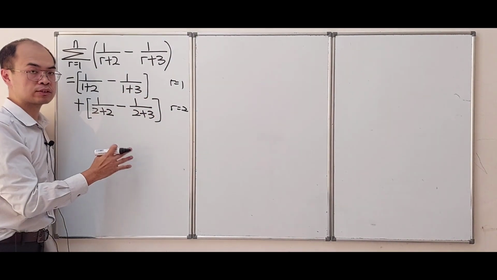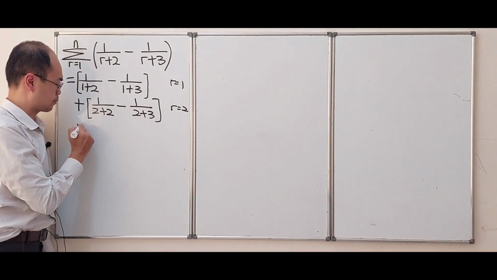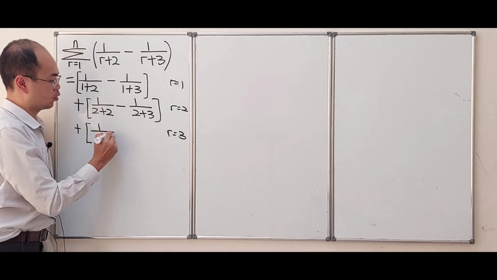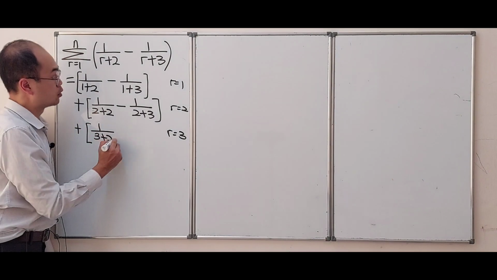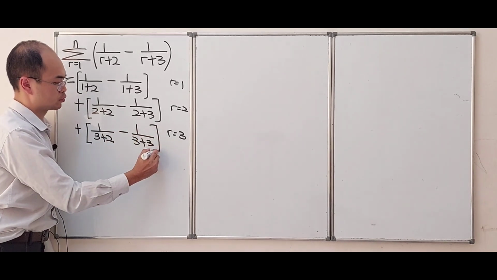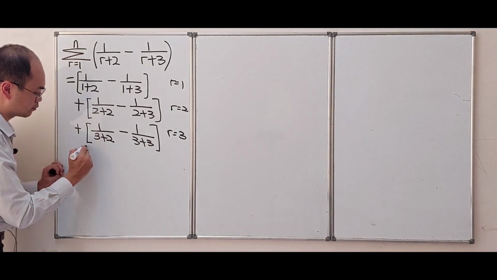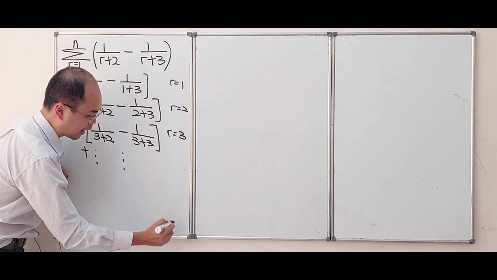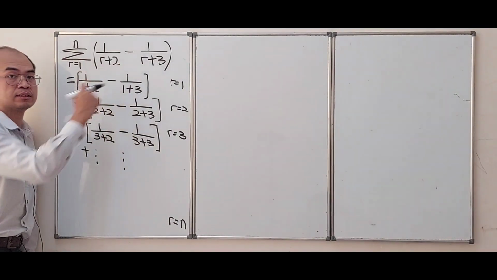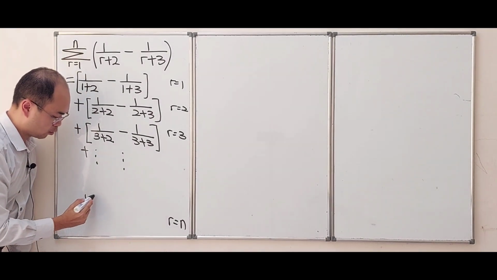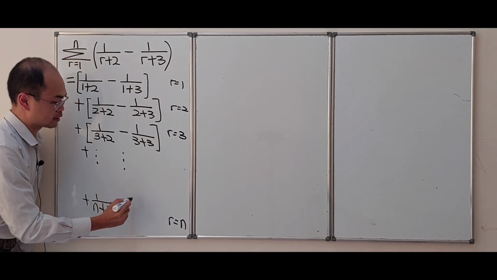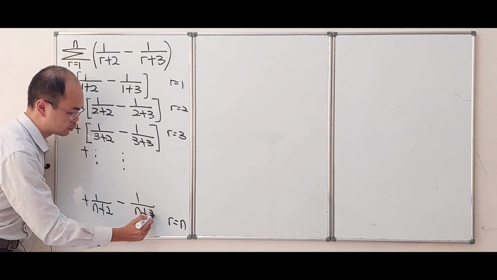We keep on adding to see if there is a pattern. When r equals 3, you will have 1 over 3 plus 2 minus 1 over 3 plus 3. If we keep on listing, we will get up to the term where r equals n, the last term for this series, which gives 1 over n plus 2 minus 1 over n plus 3.